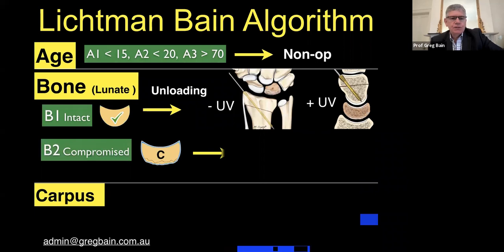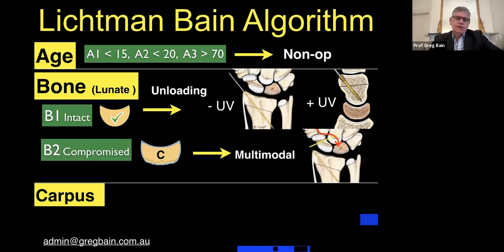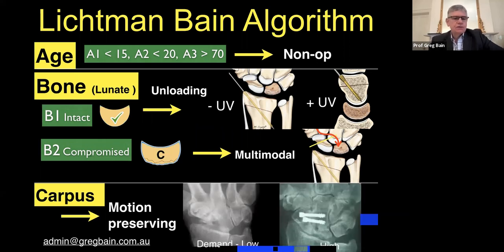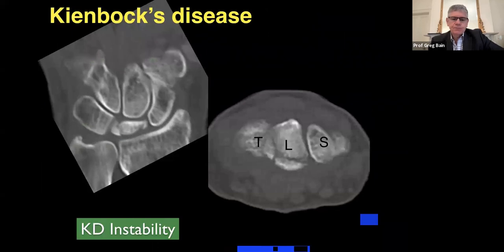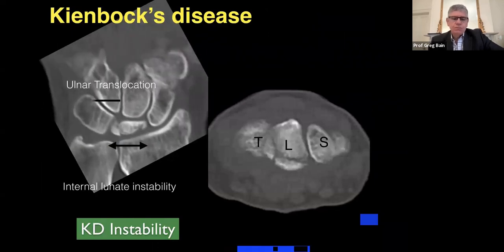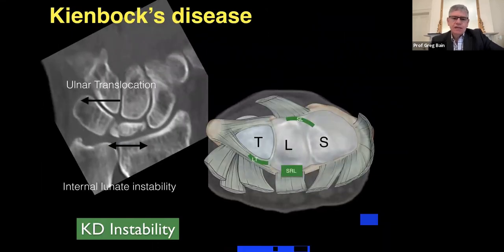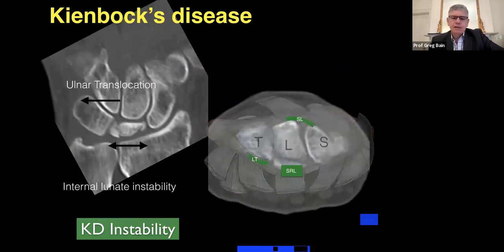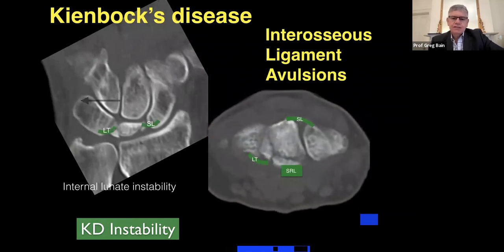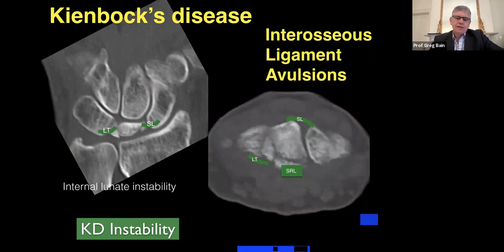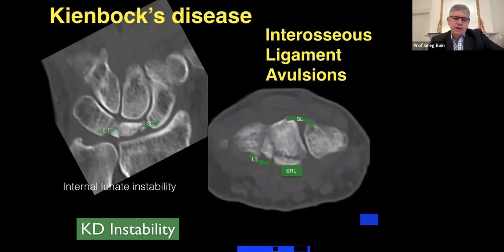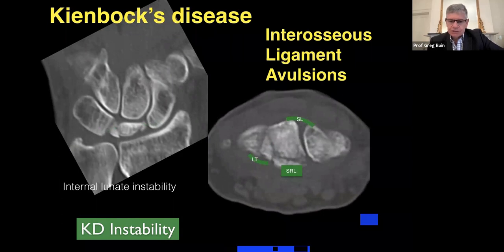Then we look at B, which is the bone of the lunate. So we then look at if the lunate's intact, maybe we should do an unloading. If it is compromised, maybe we look at some sort of reconstruction. And finally, if the carpus is involved, then we need to look at a motion preserving procedure. And the final part of the talk will be looking at Kienbock's disease and how really it's probably another form of carpal instability, as to how the ligaments all work and how they contribute to the type of failure that we see in Kienbock's disease.